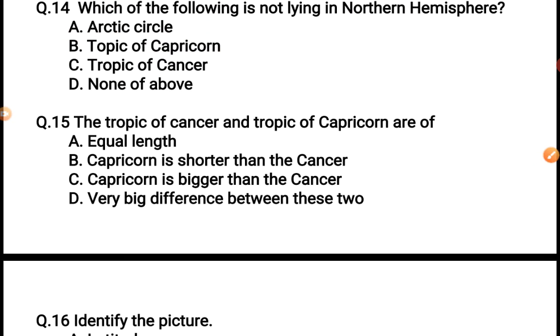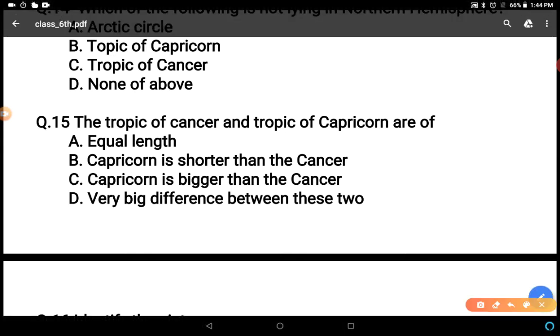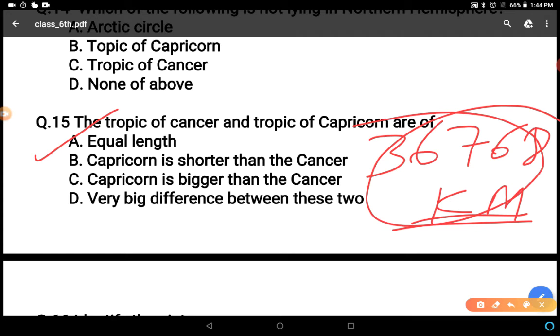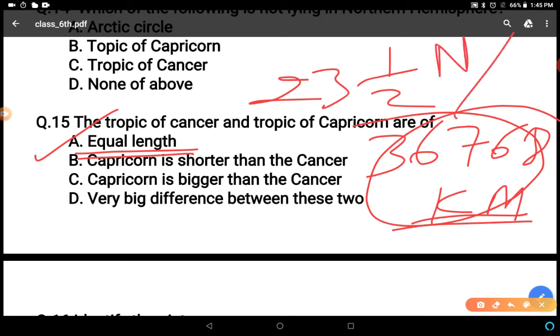The Tropic of Cancer and Tropic of Capricorn are of equal length. Capricorn is shorter than Cancer, or Capricorn is bigger than Cancer, or a very big difference between these two. So what is the correct answer? Yes, A is the correct answer. They have equal length, approximately 36,768 kilometers is the length of both lines. Clear? Because both are situated at the same distance from the equator, north and south.